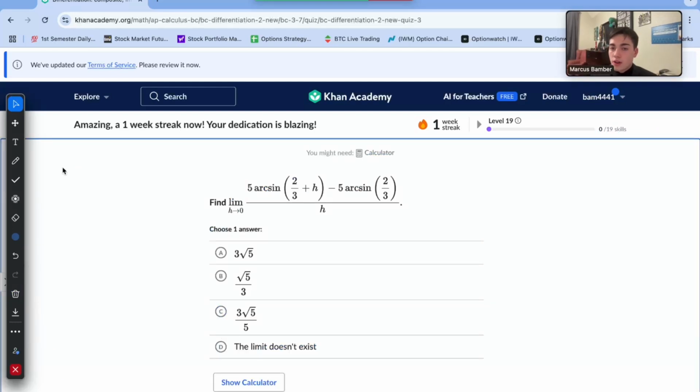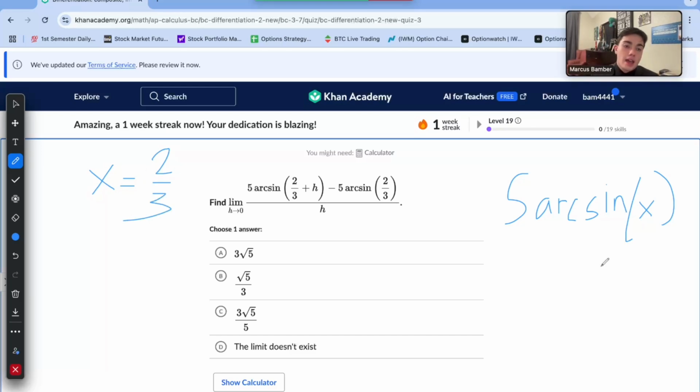Okay, another hidden derivative here. We just need to know our function is 5 arcsine of x, and we know that x is equal to 2/3. Very similar solving formula as beforehand. From here, we just need to know, okay, what is the derivative of inverse sine of x? We're going to just multiply 5 with that derivative.